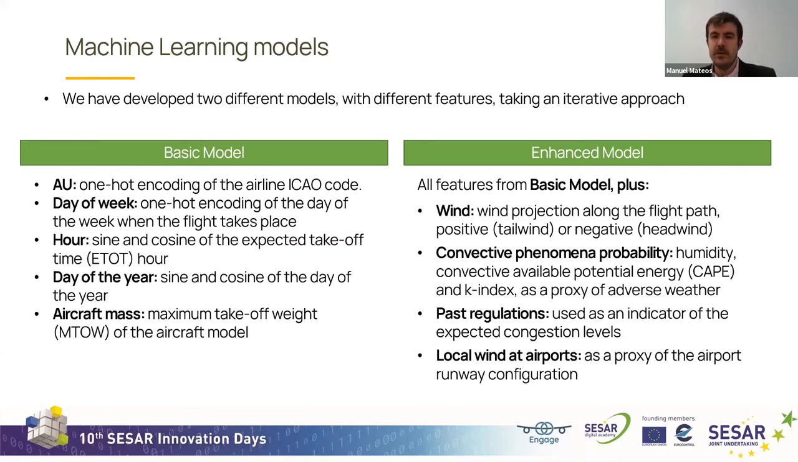And on top of this model, we develop the enhanced model, which takes all the variables from the basic model. And additionally, we take the along wind along the trajectory, the probability of convective phenomena using some proxies such as the K index, the humidity, and the convective available potential energy. We also use the past regulation as a proxy of the expected congestion levels, and we use the local wind at the airports as a proxy also of the airport runway.